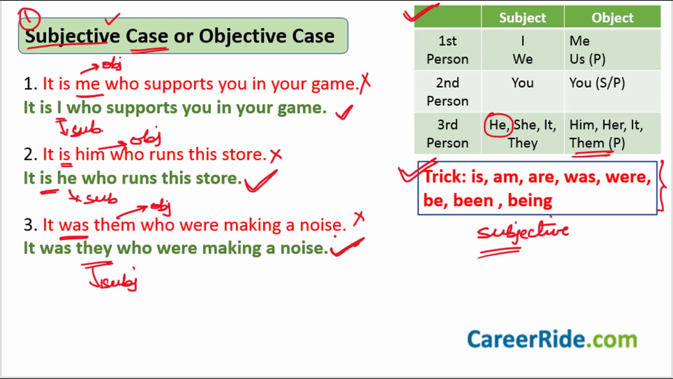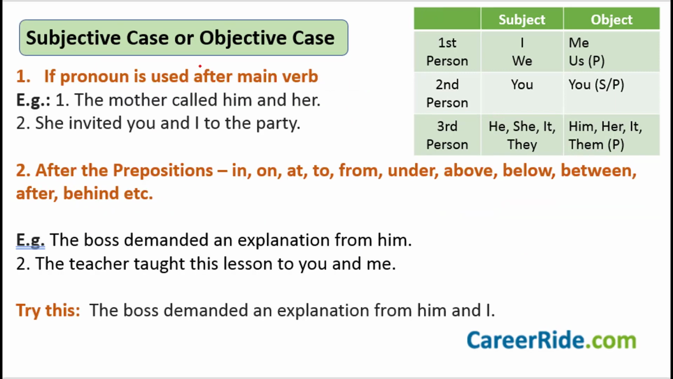Okay. Let's see how to deal with the objective case and where you should be using it. Fantastic. So now that we have seen the use of the subjective case, let us see the cases where we should be using the objective case of these personal pronouns. And trust me, it is very, very interesting and very, very easy also. The first case is if the pronoun is used after the main verb. If there is no other helping verb, then you should be using the objective case of these personal pronouns.